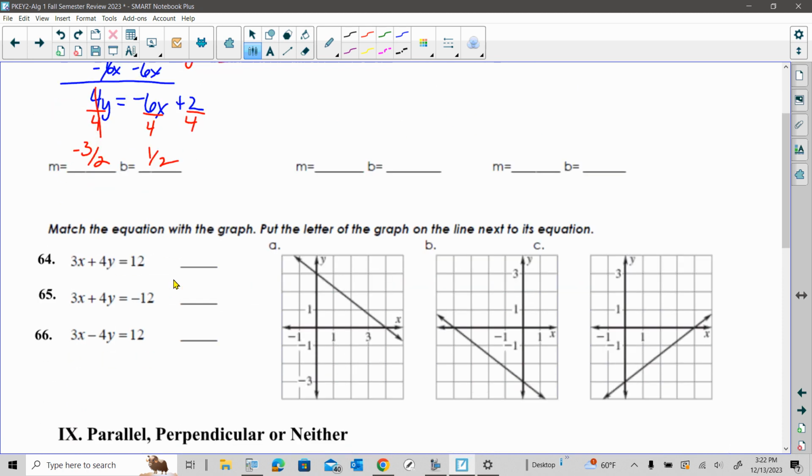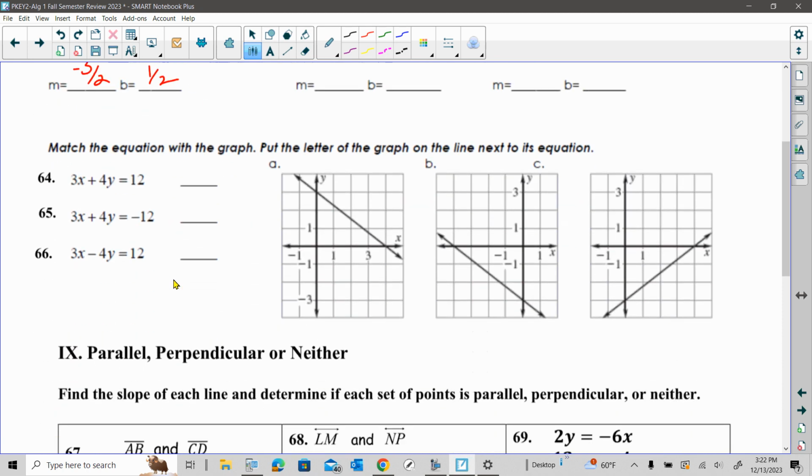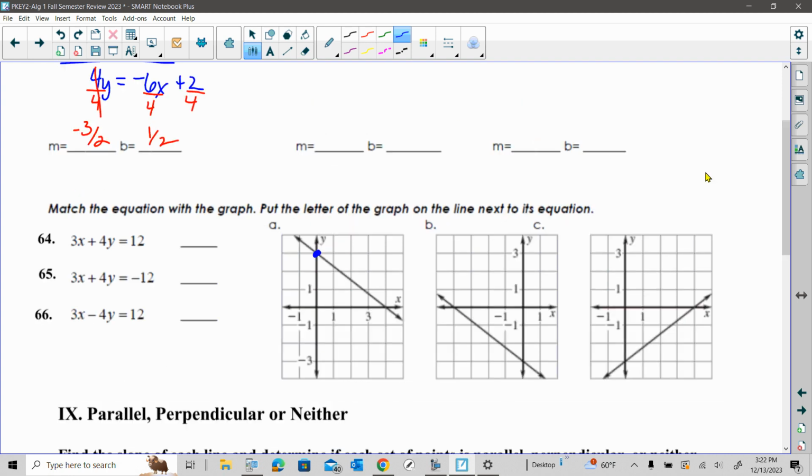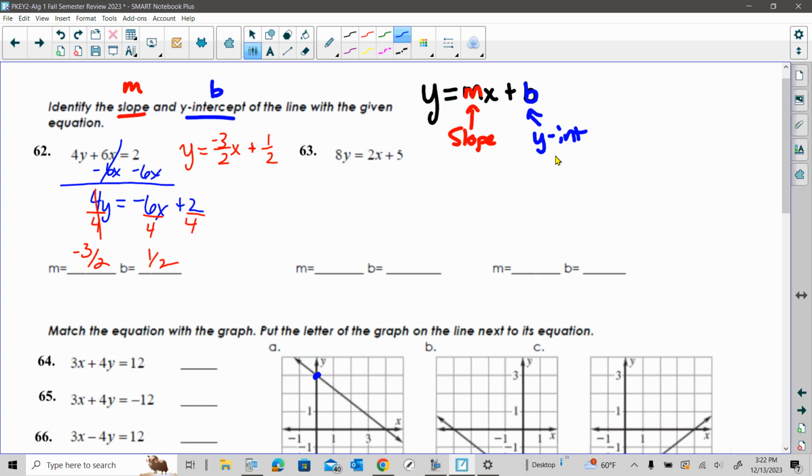Now on this next section, I want you to match the equation with the graph, put the letter of the graph next to the equation. So in order to match it, you want to find the y-intercept and you want to find the slope because you want it in slope-intercept form. I'm sorry, I'm going back and forth, but this is just extra space.